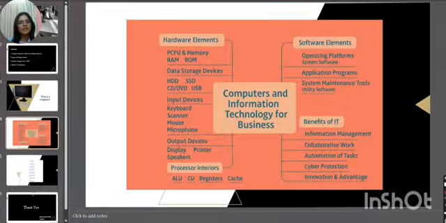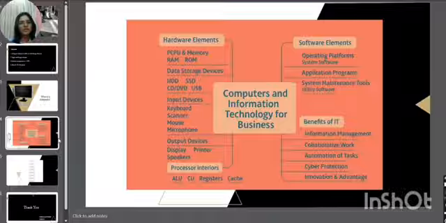And then we have data storage devices. It helps us save and retrieve data. For example, hard disk drives, also known as HDD, then solid state drives, SSD, and CDs, DVDs, and also USB drives. Then we have input devices. They allow us to feed data into the system, such as the keyboard, scanner, mouse, and also microphones.